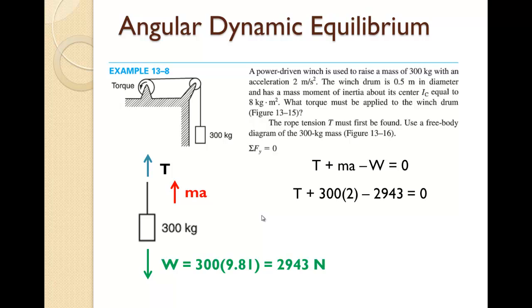So if we substitute our values, we have the mass of 300 kilograms going at an acceleration rate of 2 meters per second squared, minus the 2943 in the weight, we get a tension in the cable of 2,343 newtons. Somewhat different from what the textbook has. So we're going to use that value from here on out throughout solving this problem.